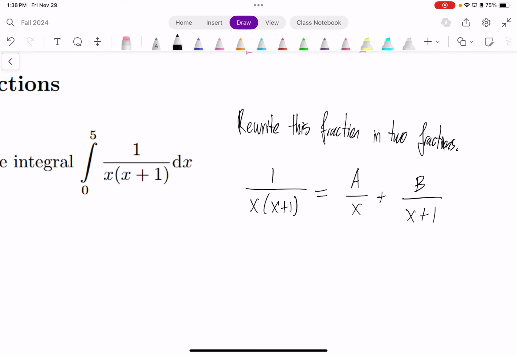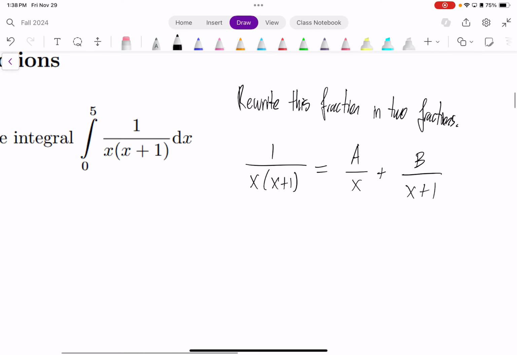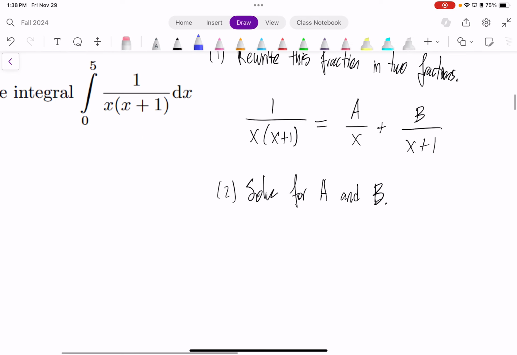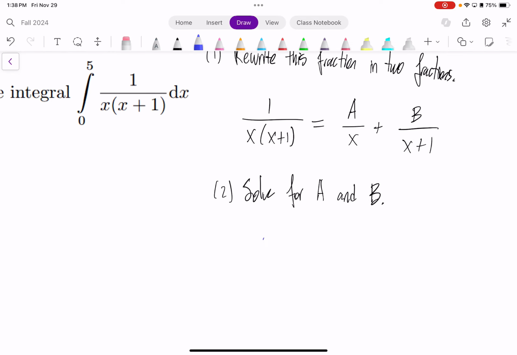Basically, we're going to assume that this kind of decomposition is possible, right? And we know there's a theorem in the textbook that tells us that this is possible. So now all we have to do is solve for a and b. So this is step 1. Step 2, let's solve for a and b. To solve for a and b, let's multiply both sides by x times (x plus 1).